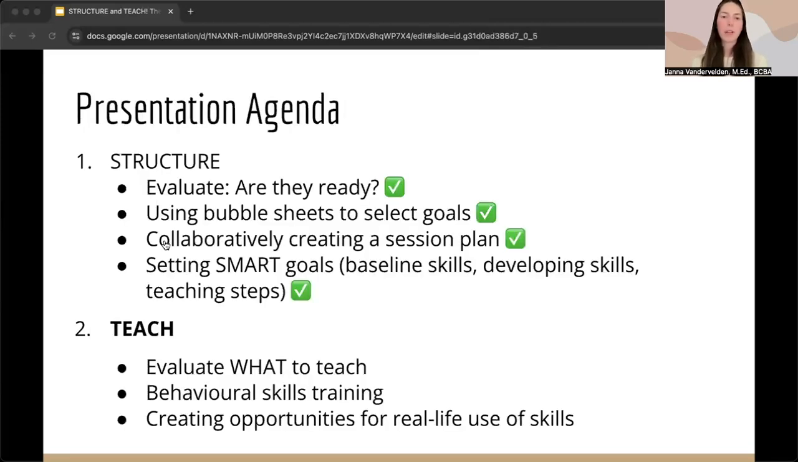Coming back to our agenda for this presentation, we've now covered the guidelines for the structure element. It's time to talk more about strategies for teach, evaluating what to teach, using behavioral skills training, and creating real-life opportunities to use new skills. Let's continue.